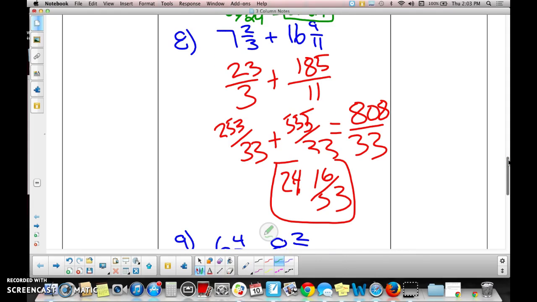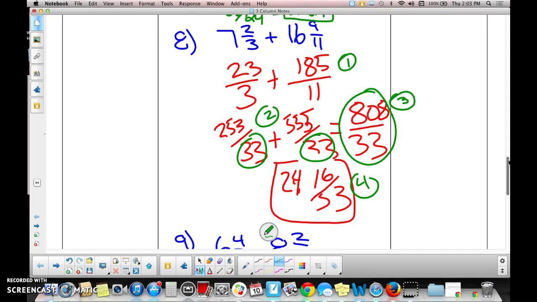If I were grading this, I'm going to give this person a point for converting to impropers. I'm going to give this person a second point right here for getting like denominators. I'm going to give this person a third point for doing their math correctly. And I'm going to give this person the last point for taking their answer and converting it to a mixed number, 24 and 16/33. This is a 4-point problem.